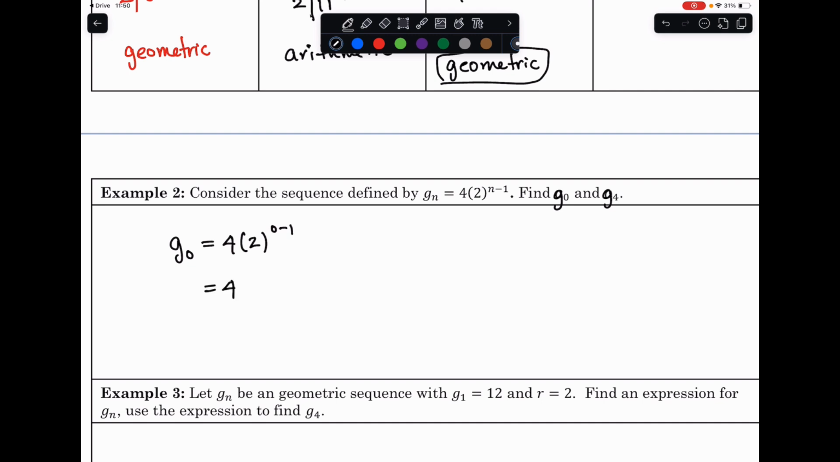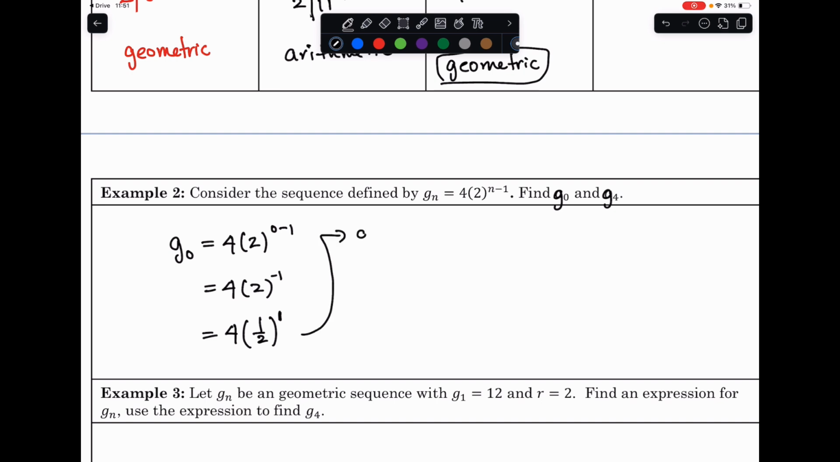0 minus 1 is negative 1. I'm going to just type this into the calculator. This would be 4 times 2 to the negative 1 power. Well, let me do it by hand. 2 to the negative 1 power gives me the reciprocal. Anytime I have a negative exponent, I have to flip the number, and that changes the exponent from a negative number to a positive number. So this would be positive 1.